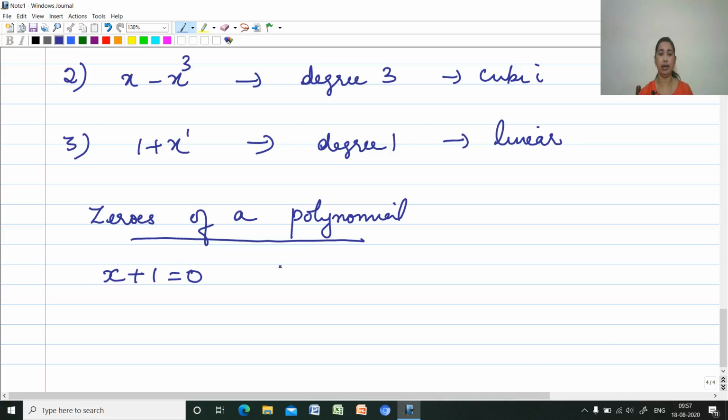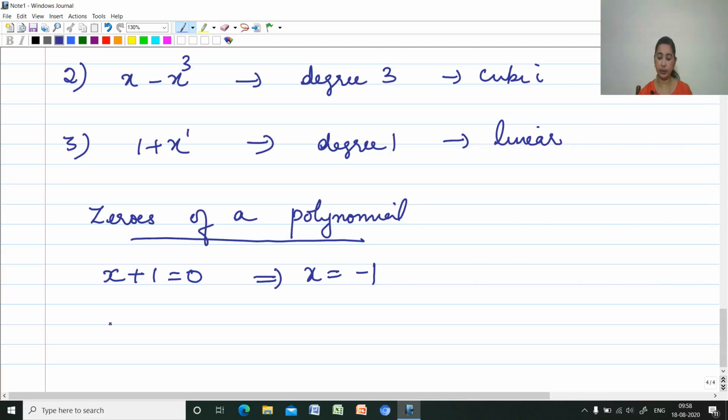So here I will get the value of x as minus 1. If I give x as minus 1, then the polynomial becomes 0. That means the zero of this polynomial is minus 1. If I give x equal to minus 1, the value of the polynomial becomes 0. So that's called the zero of a polynomial. Now we'll check the questions here.